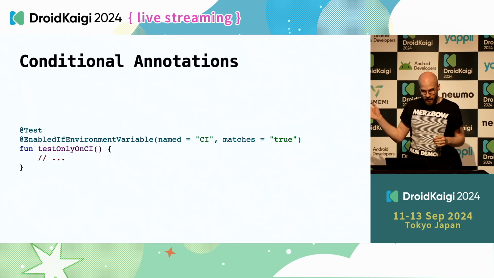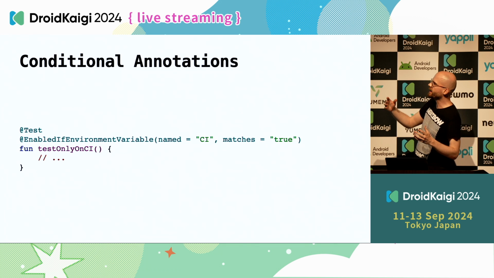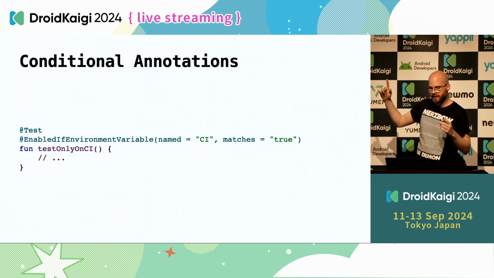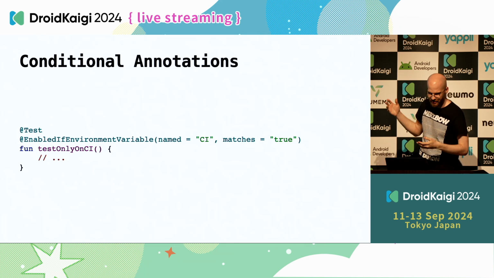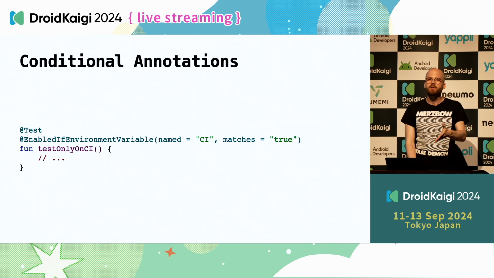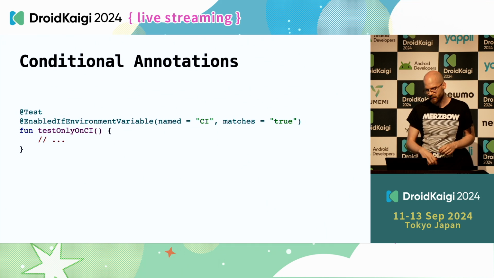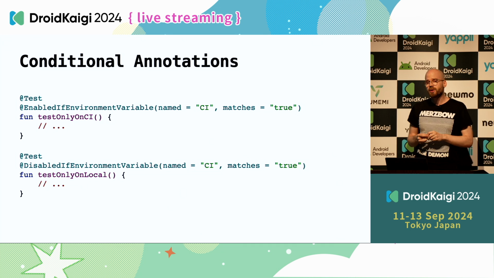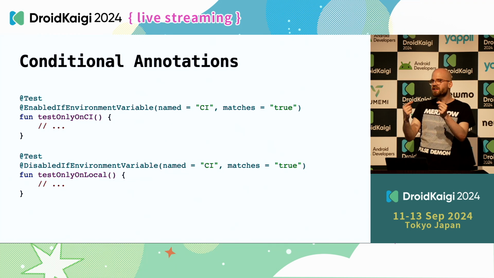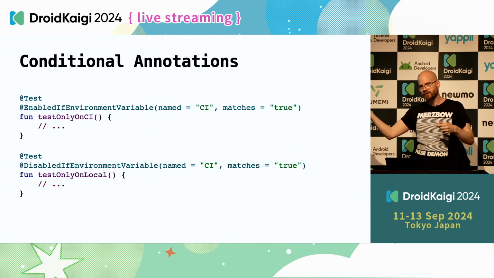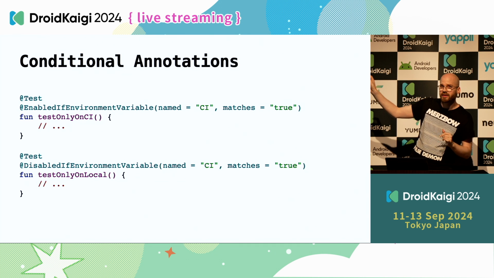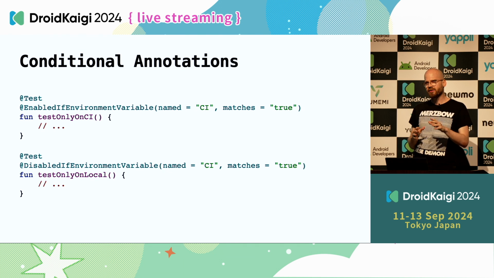This test will only be executed if a certain environment variable is set. Let's read this annotation together. The test is enabled if the environment variable named CI matches true, this expression. So this will only run on your CI server. The second test will only run on your local because it is disabled when the same thing is true. When you have environment variable CI that is true, then it's disabled. You see that there's a difference in the name? All of these things have pairs. There's enabled and disabled. They work together like this.